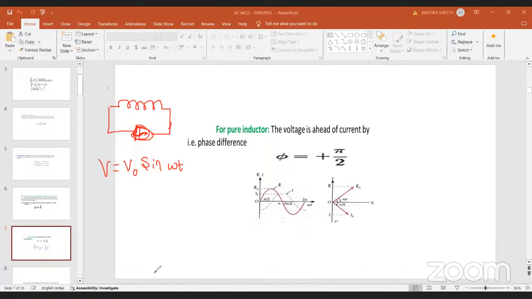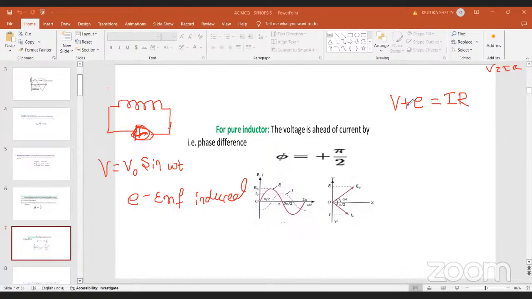Suppose E is the EMF induced in the circuit, because of the inductor, EMF is induced in the circuit, correct? So when the EMF is induced in the circuit, by applying Kirchhoff's law, the total EMF is V plus E. E is the induced EMF, V is the applied EMF, which is equal to IR.